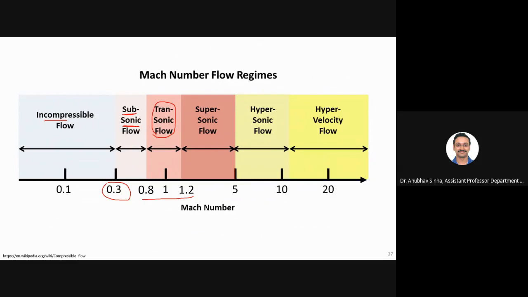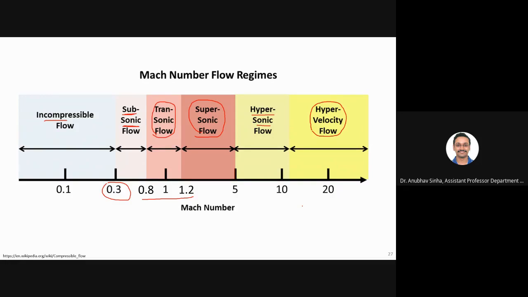That makes a lot of difference, as we'll see in future slides, whether you are subsonic or supersonic. After 1.2, the flow is supersonic. After Mach 5, we talk about hypersonic flow, which we mostly will not discuss. In this course, we will be mostly limited to supersonic and transonic regimes. And the last one is about Mach number 11 or 12. After that, you get hypervelocity flow, where the source is moving at a much higher speed than sound.